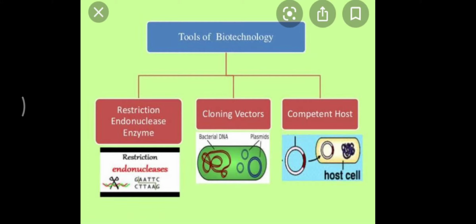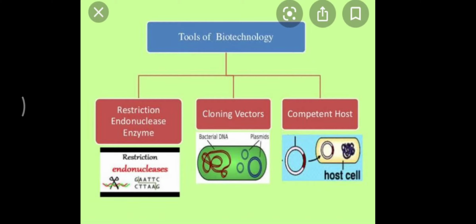Now, let us learn the third important tool of biotechnology, that is the competent host. Competent host means that the bacterial cells are not directly ready for incorporation of the recombinant DNA, or they are not ready to accept the recombinant DNA. So, they are made competent in order to receive the recombinant DNA. Now, let us see how the bacterial cells are made competent so that the recombinant DNA can enter into them for further propagation.